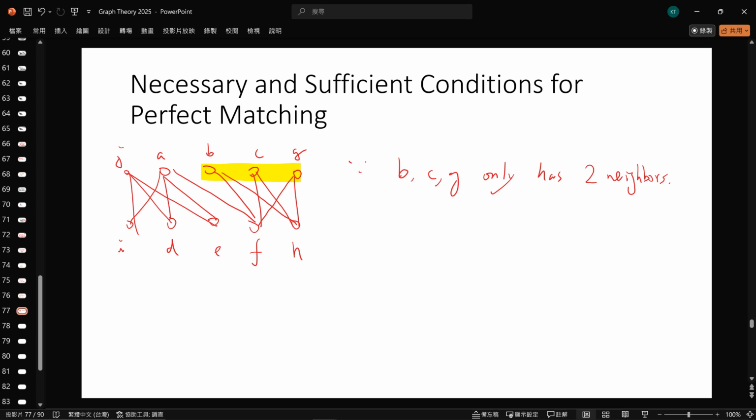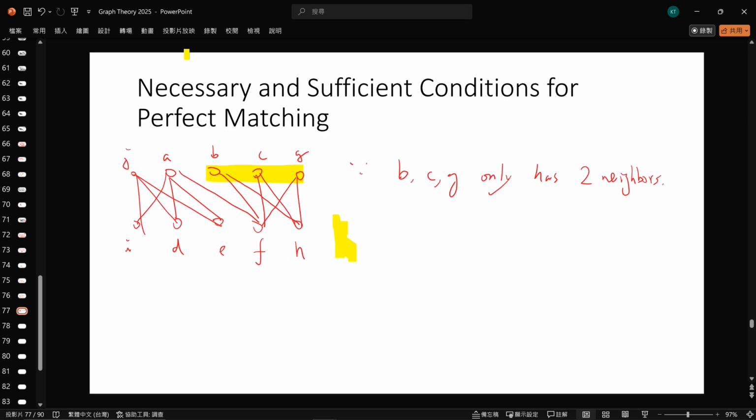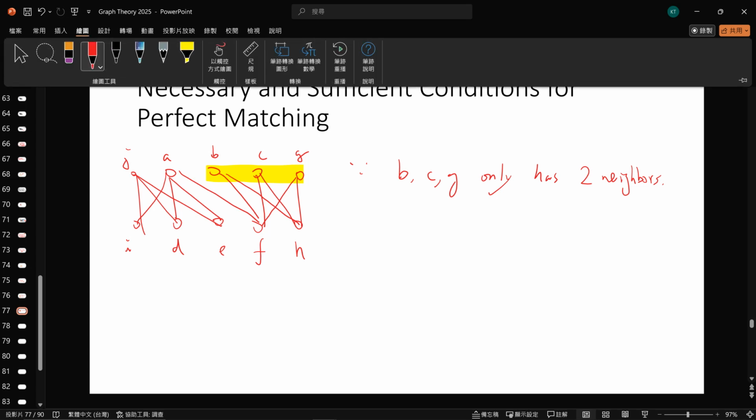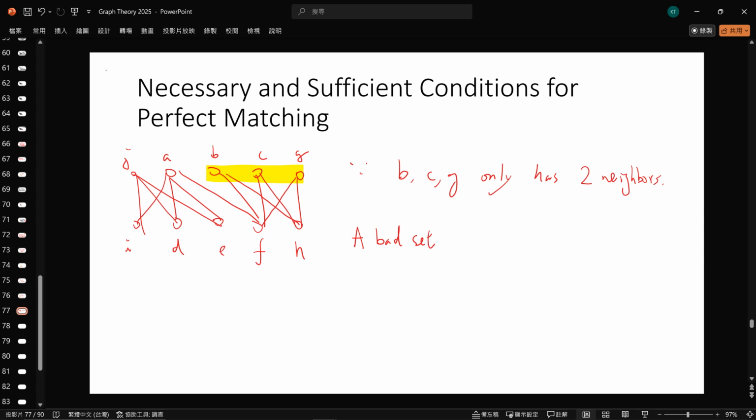So in general, I will call this kind of set a bad set. A bad set is a set S such that the size of N of S is less than the size of S, where N of S is the set of neighbors of S. So this is just the number of neighbors of S, and this is the size of S. Whenever you have this kind of bad set, this immediately tells you that you're not going to find a perfect matching.